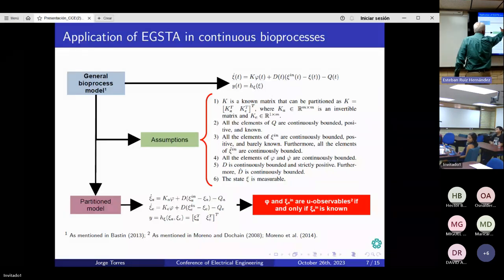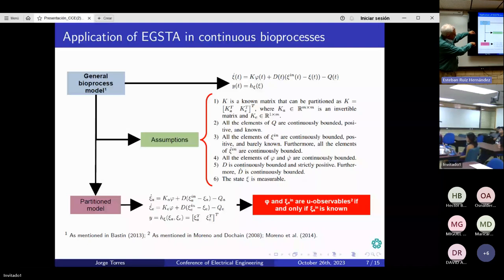These are technical assumptions. This is also technical: we can partition the model in this way. K is an unknown matrix, etc. Taking the model in this form, we are able to determine with the extended algorithm the quantities we are looking for in a robust manner.